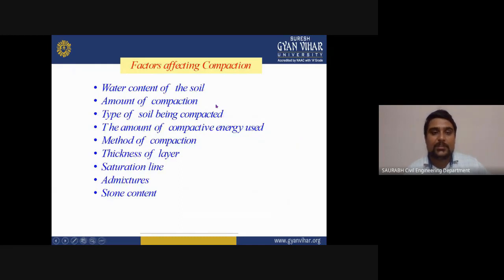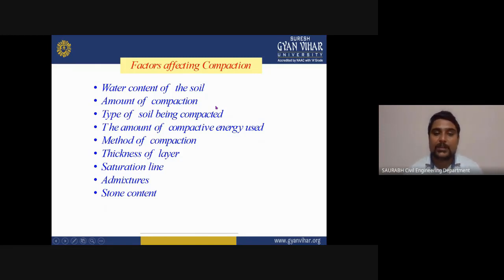Now we will see which factors affect the compaction. First, you can see the water content of the soil. Second is the amount of compaction, type of soil being compacted, the amount of compactive energy used, the method of compaction, thickness of layer, saturation line, admixture, and stone content. These are the factors which affect the compaction.